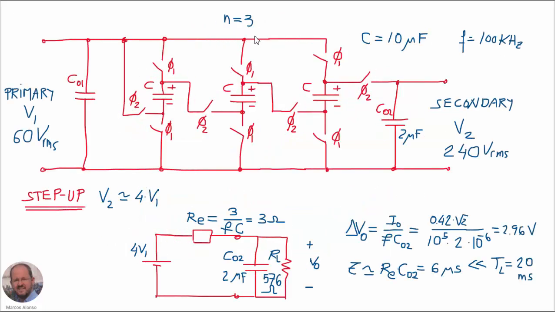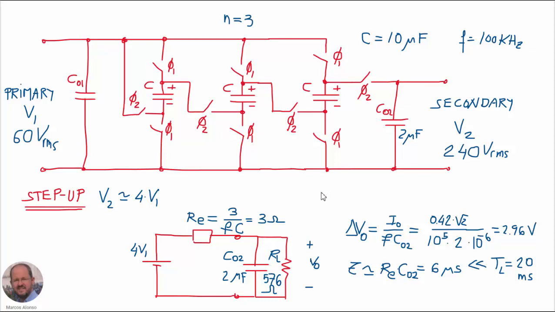So we want a ratio of 1 to 4, so we have selected a topology with 3 capacitors here and n equal to 3. We have also selected the typical values that we have been using in all these previous videos, the value of the switch capacitor equal to 10 microfarads and the switching frequency 100 kilohertz. So with this, 1 over Fc is equal to 1 ohm, which is reasonable for this application.